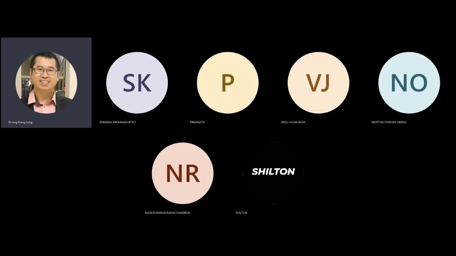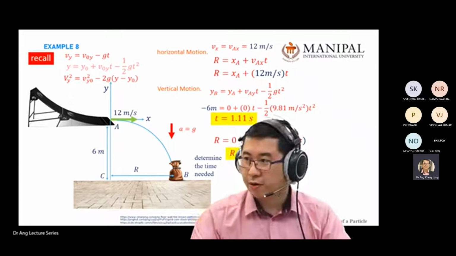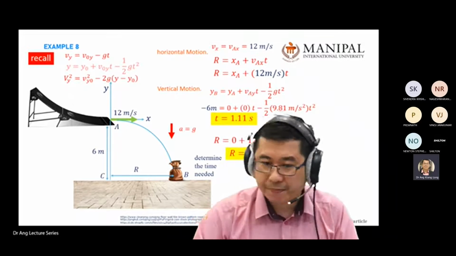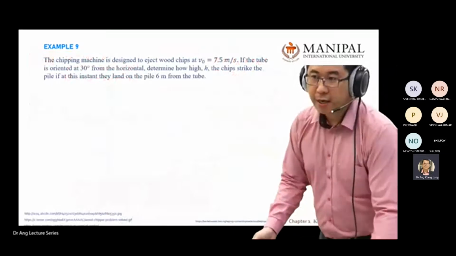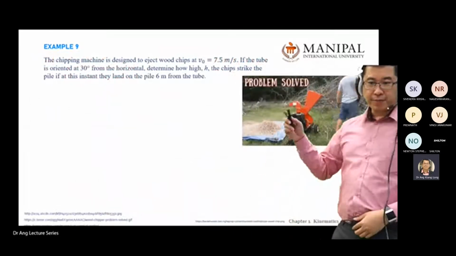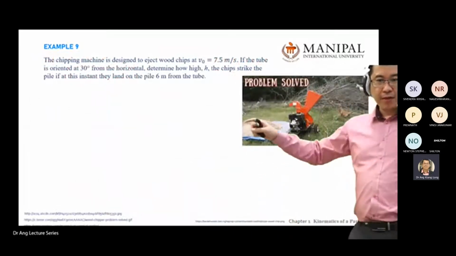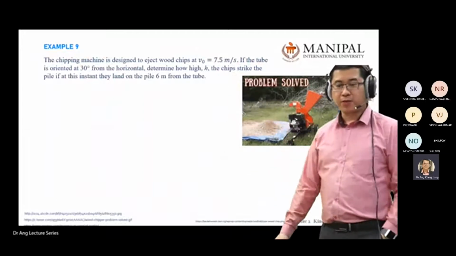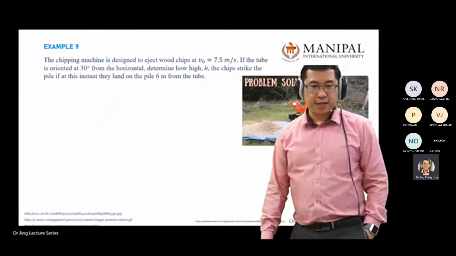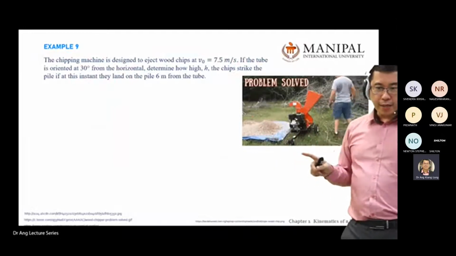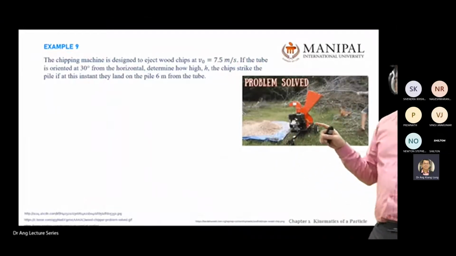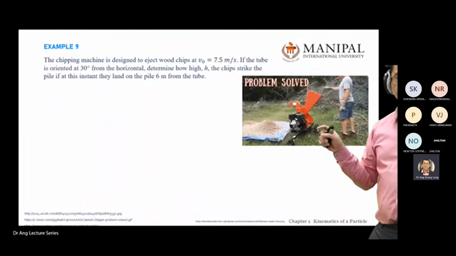Okay, let's continue with another example of projectile problem. You read the problem, the question. Example number 9, the chipping machine. So I believe some of you have never seen what a chipping machine is.